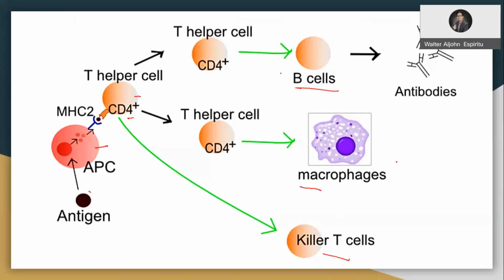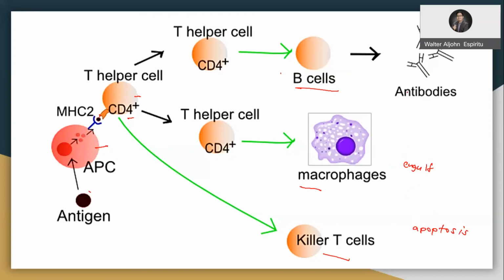Macrophages can engulf pathogens and virus-infected cells, and then neutralize them. Killer T cells, on the other hand, when they bind to an infected cell, will cause that particular infected cell to undergo apoptosis. Apoptosis is technically programmed cell death. So the normal programming of the cell, in order to eliminate self, will be turned on when killer T cells bind to infected cells.